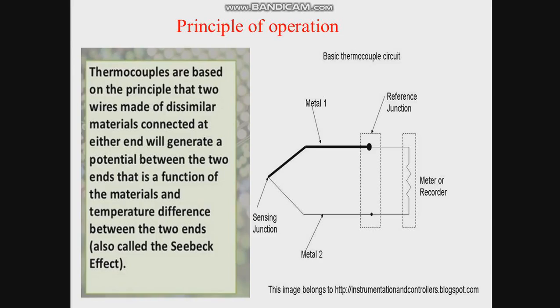The basic principle of a thermocouple is that two wires made of dissimilar materials connected at either end will generate a potential between the two ends that is a function of the material and the temperature difference between the two ends. This is also called the Seebeck effect. This is the basic diagram of a thermocouple.